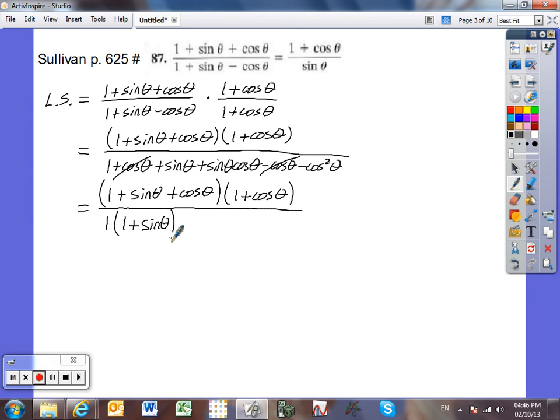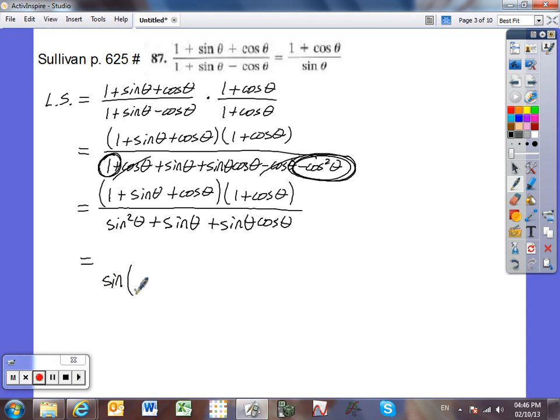Oh, I'm so silly. I'm going to start over on my denominator. I just noticed something. Remember how we're supposed to look for Pythagorean identities? Check this out. I've got a 1 minus a cos squared. What's 1 minus cos squared? It's sine squared. So, I've still got a sine theta and a sine theta cosine theta. And now I can factor out sine theta from my denominator. And so I'm left with sine theta plus 1 plus cosine theta.